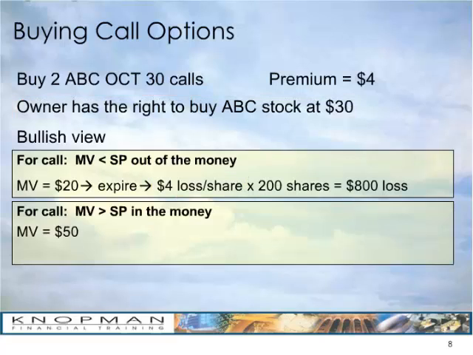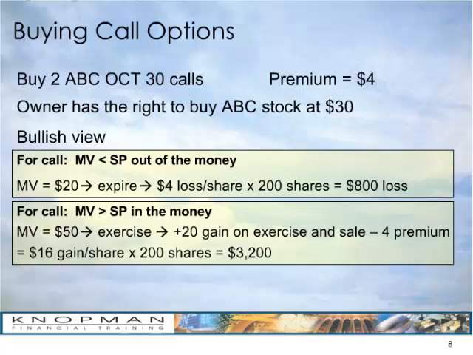Let's say, on the other hand, the stock were worth 50. Well, if the stock were worth 50, would an investor want to buy the stock for 30? Absolutely. So an investor would exercise the option and then make $20 because the investor can buy the stock for 30 and then sell it for $50 in the market. So the investor would make $20 minus the $4 premium per share. So the investor would profit 16 bucks a share times 200 shares for a total of $3,200.